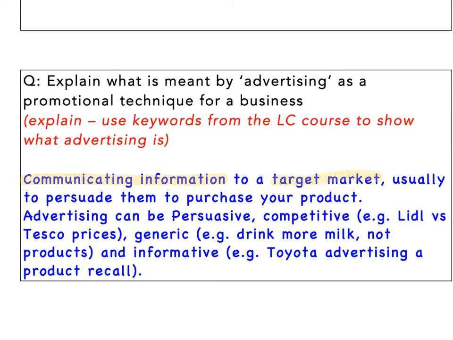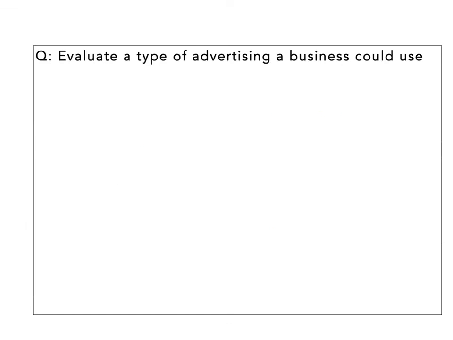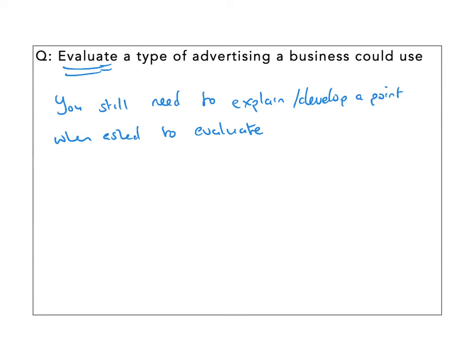So it's communicating information to a target market, so similar to a definition, and that's fine. Usually to persuade them to purchase your product. It can be persuasive, competitive, given a couple of examples like Lidl showing prices compared to Tesco, and then generic and informative. So full of keywords, you've explained what it is, you've developed on the point, and that's totally different to define, but good.